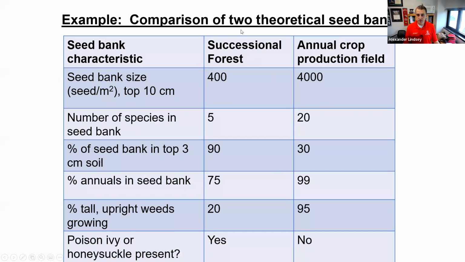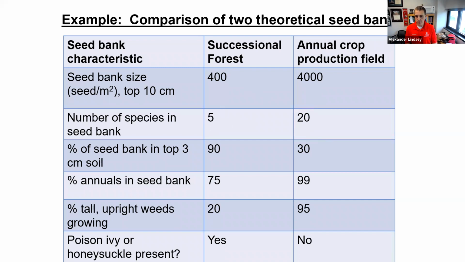Looking at two theoretical seed banks here of a successional forest compared to an annual crop production field, we would expect to see a lot greater of a seed bank in a production field compared to a successional forest, with more species present. This is in part because an annual crop production field gets a lot of sun and might have some disturbance. It provides new opportunities for colonizer species to succeed.